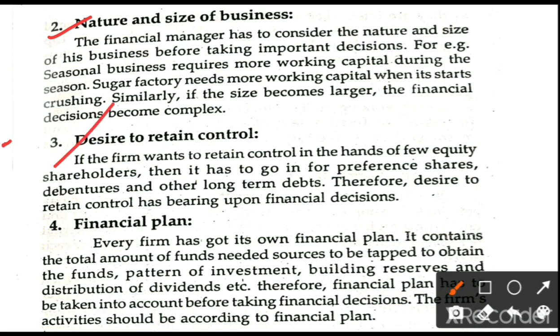Next, desire to retain control. It means every business and every financial manager wants to retain their shareholders in the business. If the firm wants to retain control in the hands of a few equity shareholders, then it has to go for preference shares. Whenever the business wants to retain its equity shareholders, it has to go through preference shareholders.